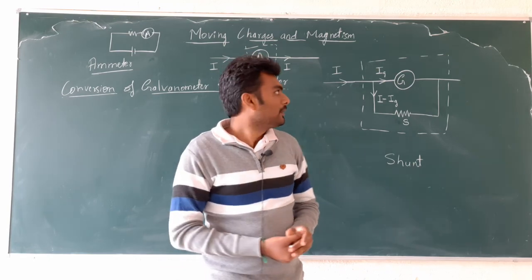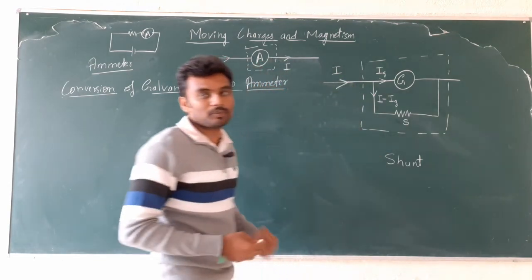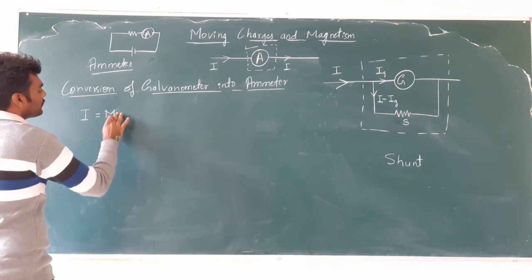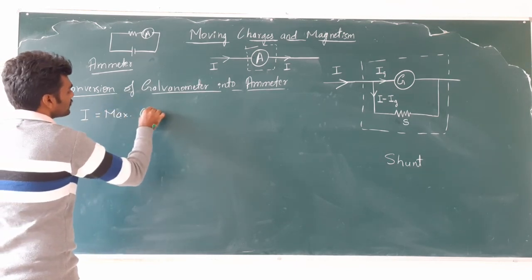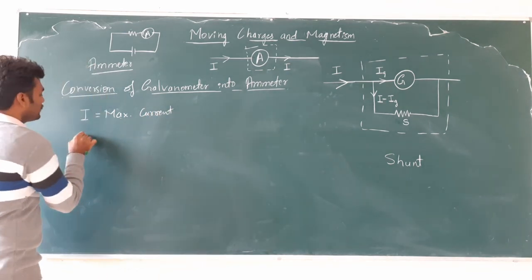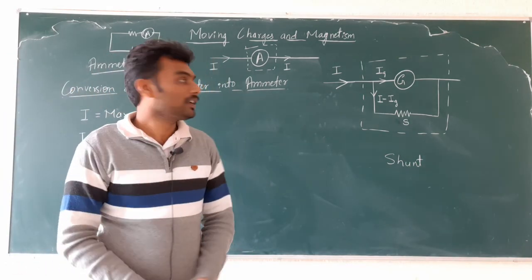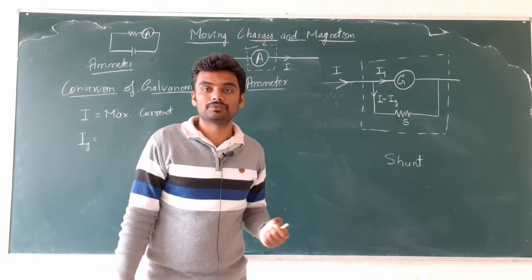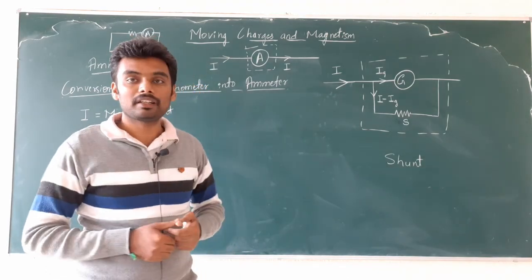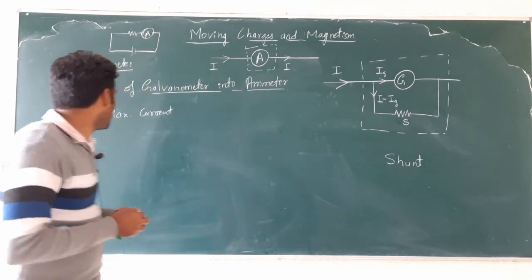Clear with this? So now let I be the maximum current that has to be measured. What do you mean by that? Which means now, as I said, I want to measure 2 ampere of current, then I itself is equal to 2. The range that I want, the maximum range of current that I need to measure, let that be I, which is 2 ampere for my example that I have considered now.